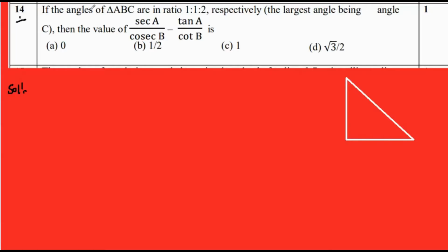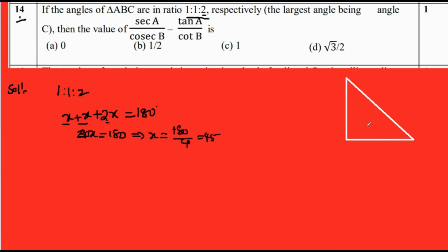Option B. 14th question, if the angles of a triangle ABC are in the ratio 1 is to 1 is to 2 respectively, the largest angle should be C. Then the value of secant A by cosecant B minus tan A by cot B is. Given ratio is in the form of 1 is to 1 is to 2. So if we treat the angle as x, it will become x plus x plus 2x, which should be equal to 180 degrees. Reason is the sum of three angles in a triangle is 180. So 4x is equal to 180. x will become 180 by 4, which is nothing but 45. So the angle x will be 45.